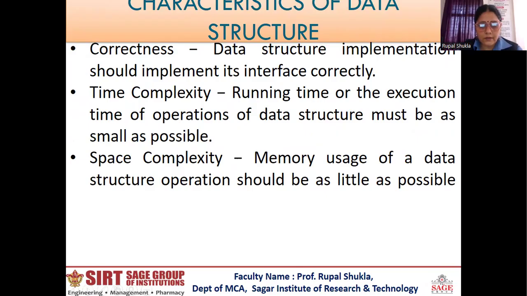Characteristics of data structure. First is correctness. Data structure implementation should implement its interface correctly. Time complexity is the second characteristic of data structures. Running time or the execution time of operations of data structure must be as small as possible. Space complexity. Memory usage of data structure operations should be as little as possible.